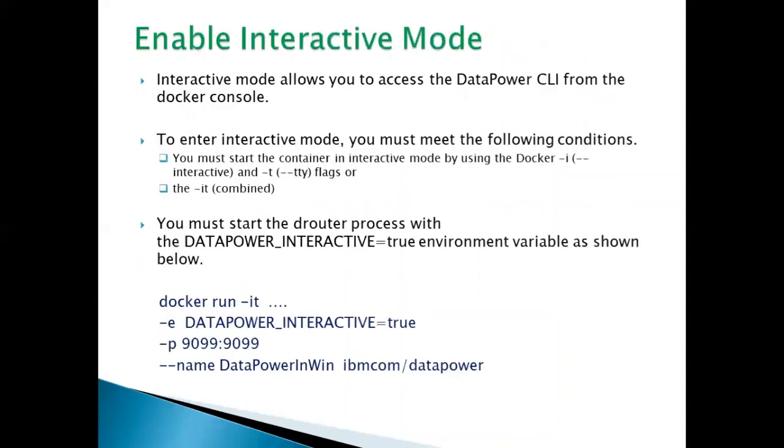How to enable the interactive mode? When you enable interactive mode, it allows you to access the Datapower CLI from the Docker console. To enter interactive mode, you must meet the following conditions. You must start the container in interactive mode by using the docker -i as interactive mode and -t tty flags. With this parameter, you have to start the docker run command. If you combine both, -it, you can give it as one parameter. You must start the docker process, the router process, with the Datapower interactive environment variable set to true.